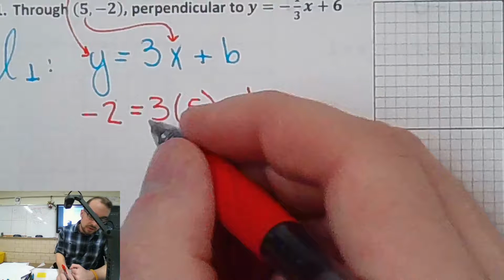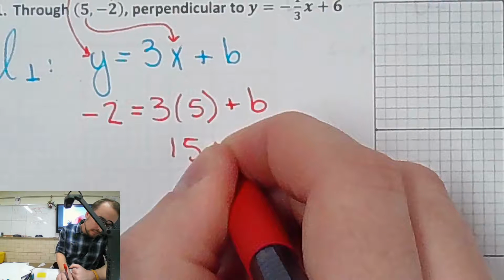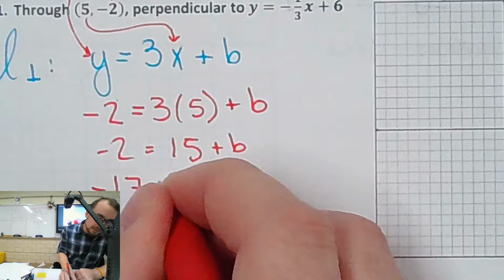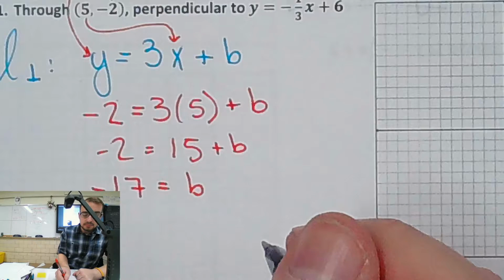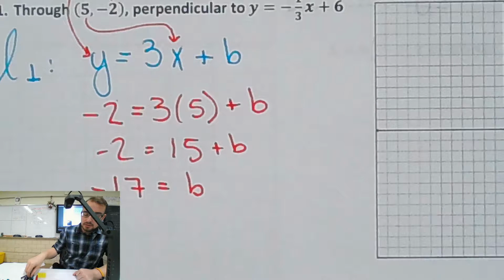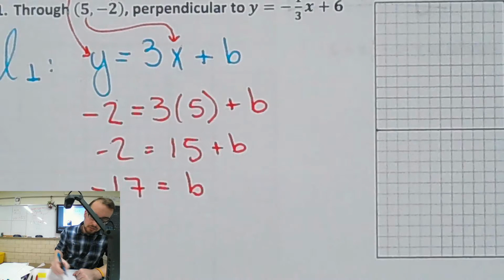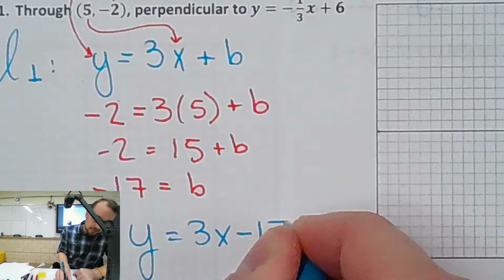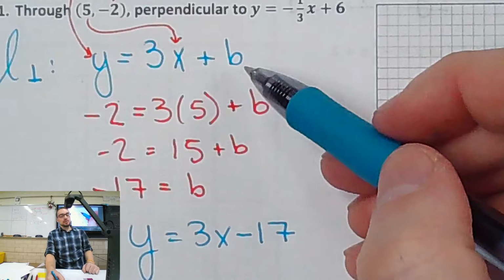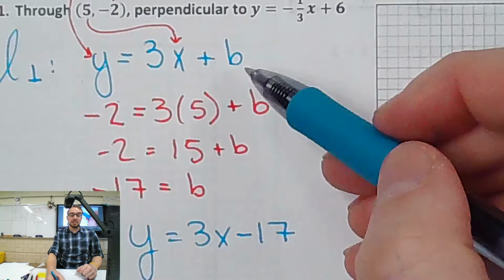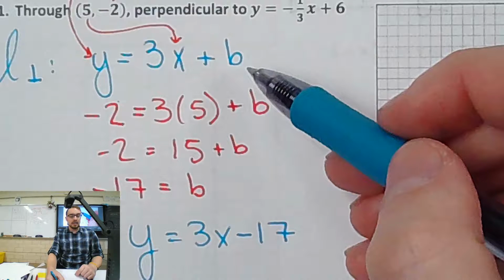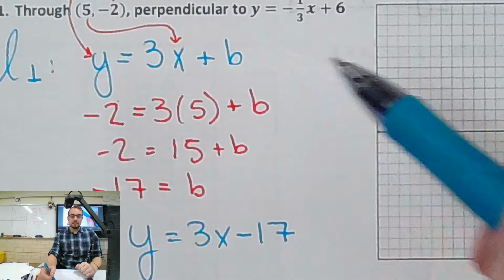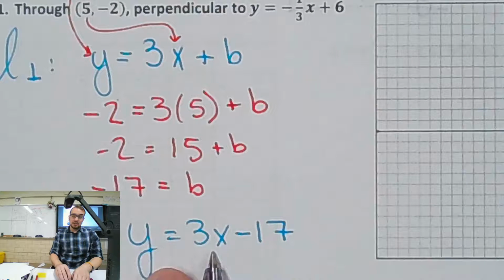So 3 times 5 is 15. If we subtract 15 to move it over, because it's positive, we get -17. So the equation of the line that we're going to graph is really going to be y equals 3x minus 17, right? Again, the original equation I wrote up here just represents all the possible equations it could be. Anything with a slope of 3 is going to be perpendicular. This one is not only perpendicular because of its slope, but also goes through the correct point.